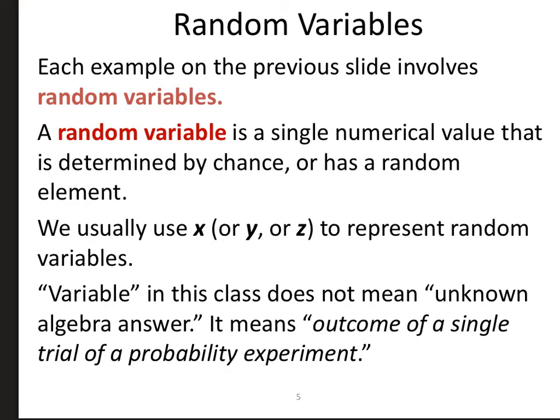Each example on the previous slide involves random variables. A random variable is a single numerical value that is determined by chance or has a random element. We usually use X or Y or Z to represent random variables. Variable in this class does not mean an unknown algebra answer. It means outcomes of a single trial of a probability experiment.